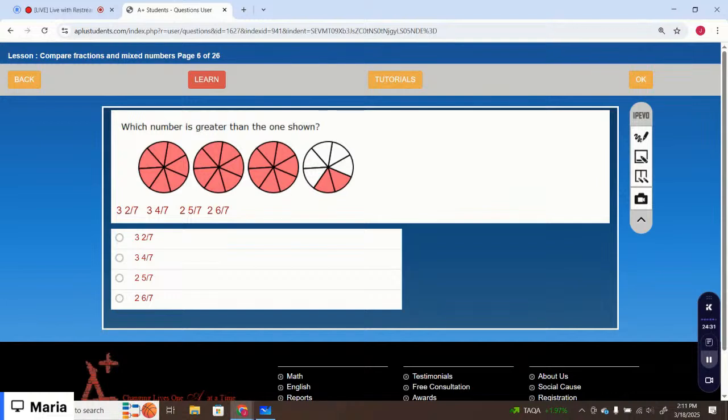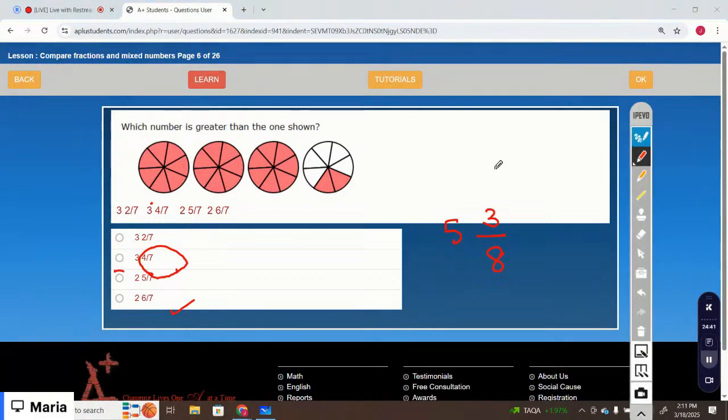Which number is greater than the one shown? 1, 2, 3. The one shown is 3 whole 2 over 7: 1, 2, 3, 4, 5, 6, 7. 3 whole 2 over 7. So which number is greater than 3 whole 2 over 7?